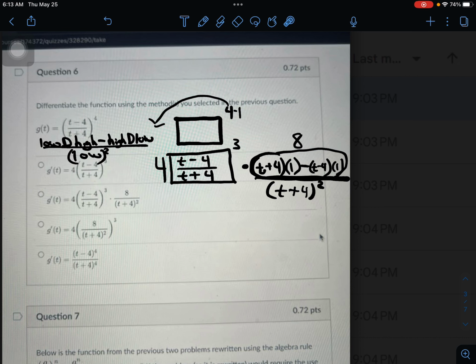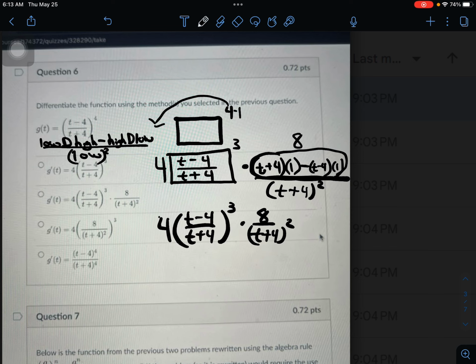Okay? So the top, that was that whole thing I did down here. It simplifies to 8. But then our quotient rule says it's all over low squared. So it's all over t plus 4 squared. So your final answer is just that. It's this first part right here that we got when we first started the problem. I'm going to replace my box with parentheses. t minus 4 over t plus 4 cubed times that top went down to an 8. All over low squared, which is t plus 4 squared.